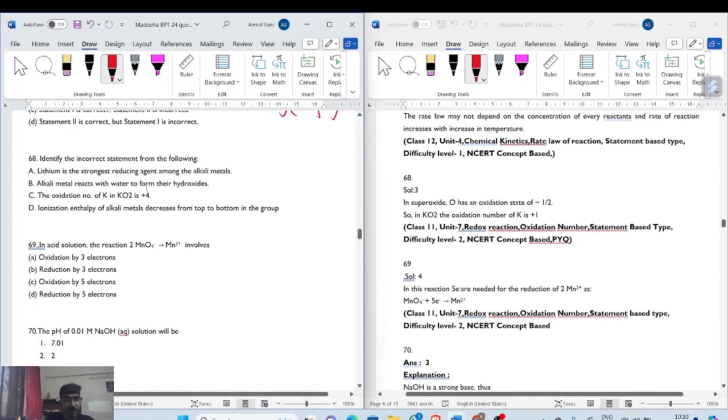Now question number 68. Lithium is the strongest oxidizing agent among the alkali metals.